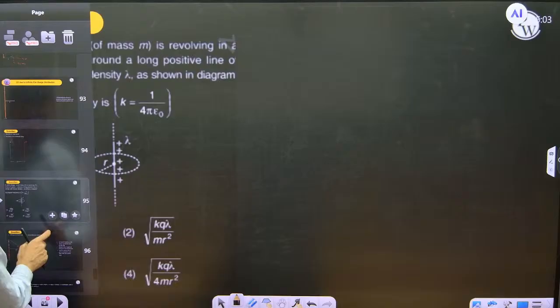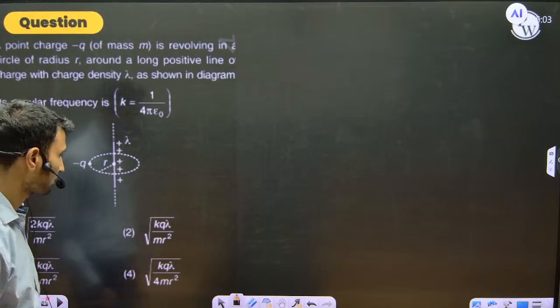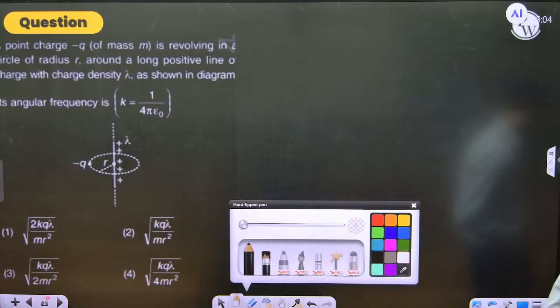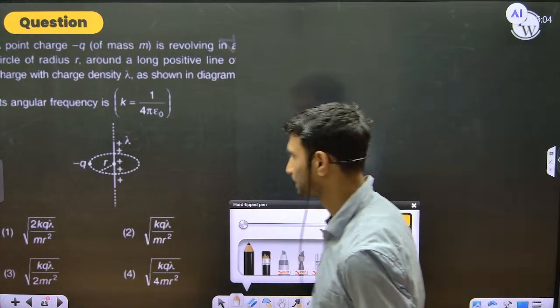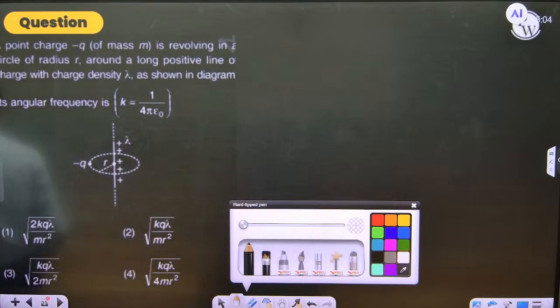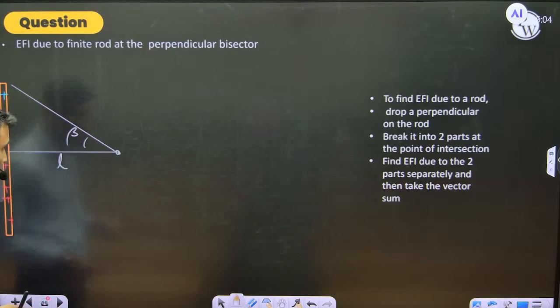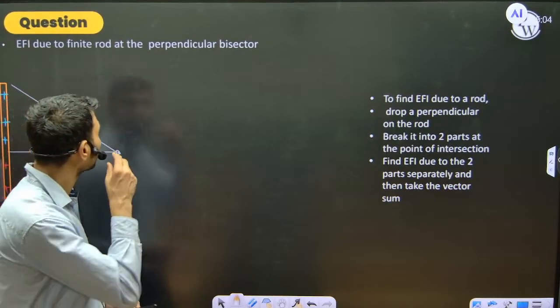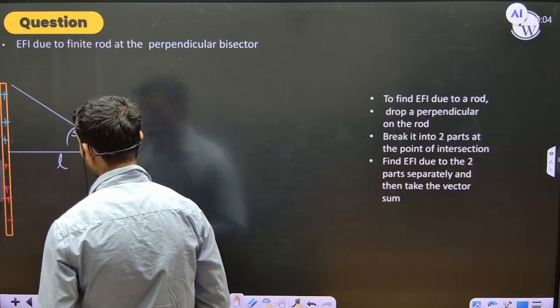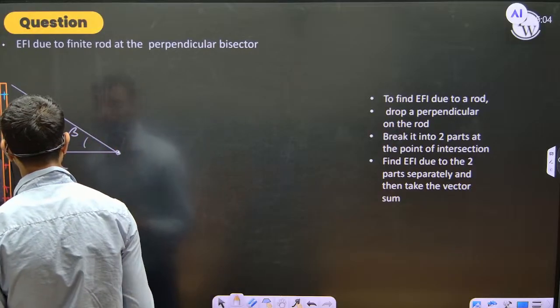Okay. So yesterday we did this question, right? Now let us go ahead. Let's do more questions. So I hope everybody understood till here, right? Let's go ahead. Find the electric field due to a finite rod at the perpendicular bisector. So at this point we want to find out the electric field, right?